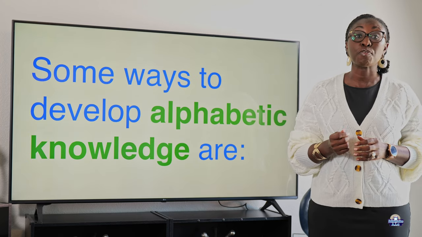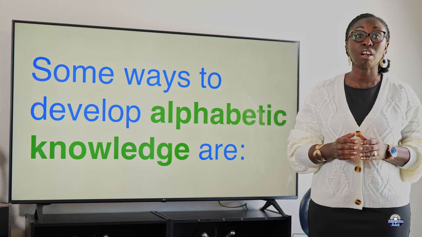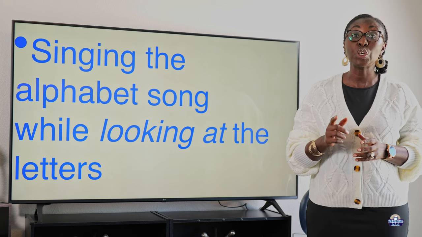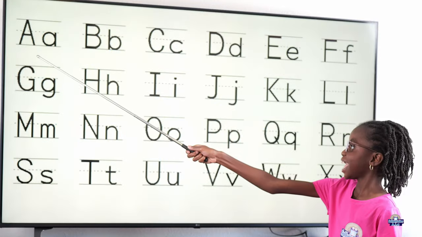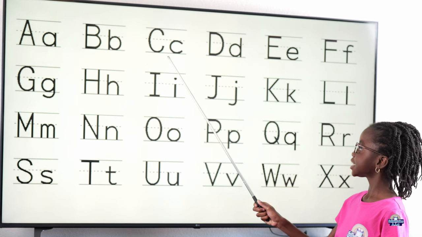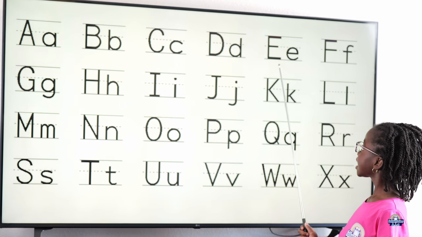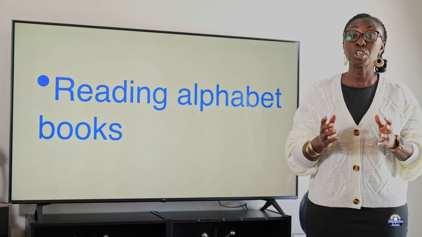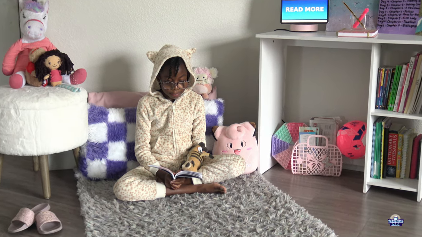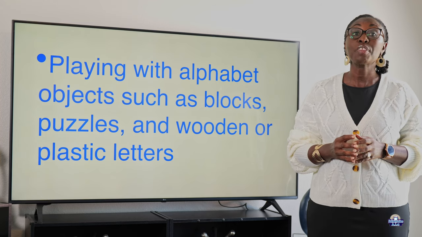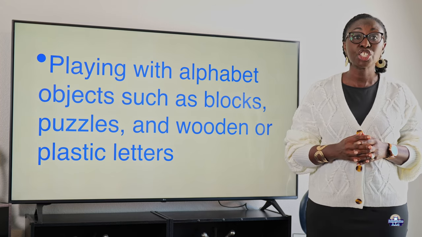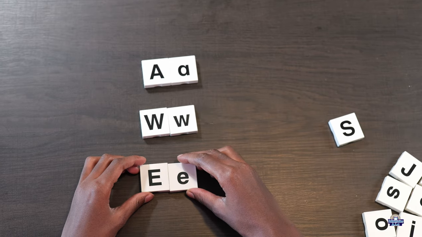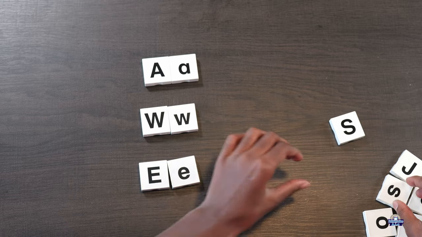Some ways to develop alphabetic knowledge are singing the alphabet song while looking at the letters. A, B, C, D, E, F, G. Reading alphabet books. Playing with alphabet objects such as blocks, puzzles, and wooden or plastic letters.